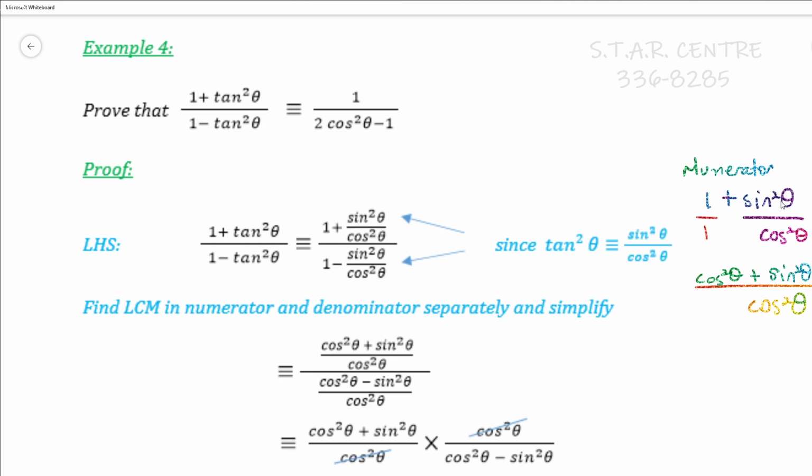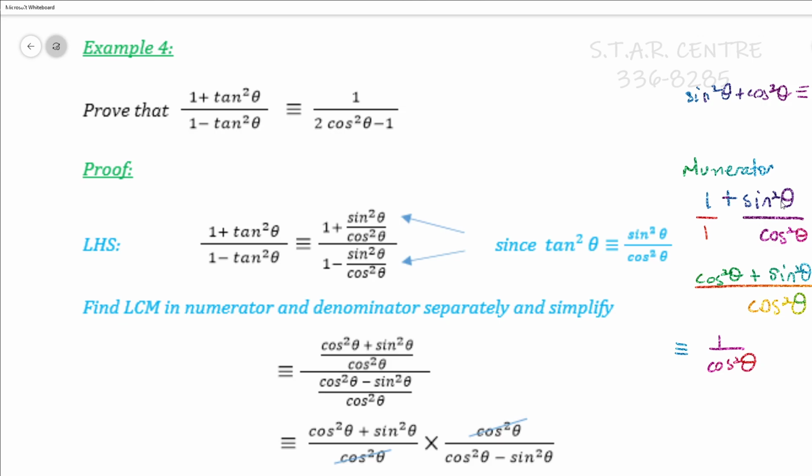And then, this is just an alternative to my solution written here. We can see that using our identity that we have learned before, which is sine squared theta plus cos squared theta is identical to 1, if I use that identity, I would have 1 over cos squared theta. So that's our numerator so far.